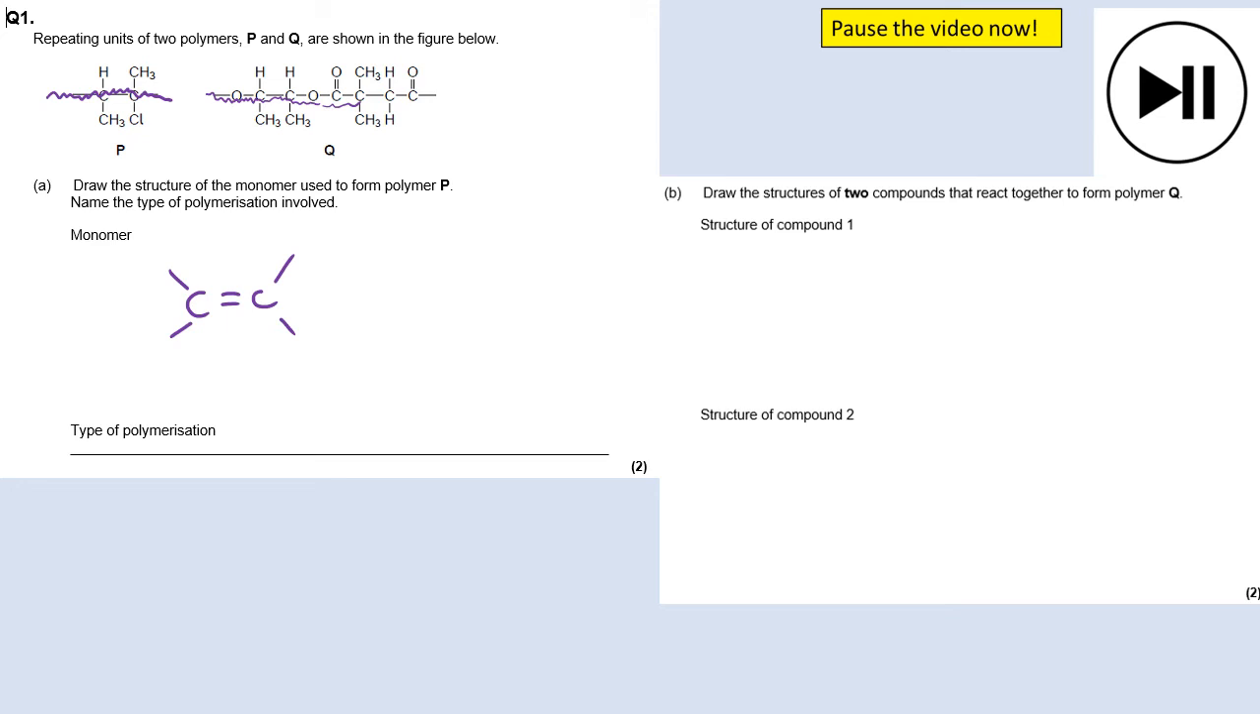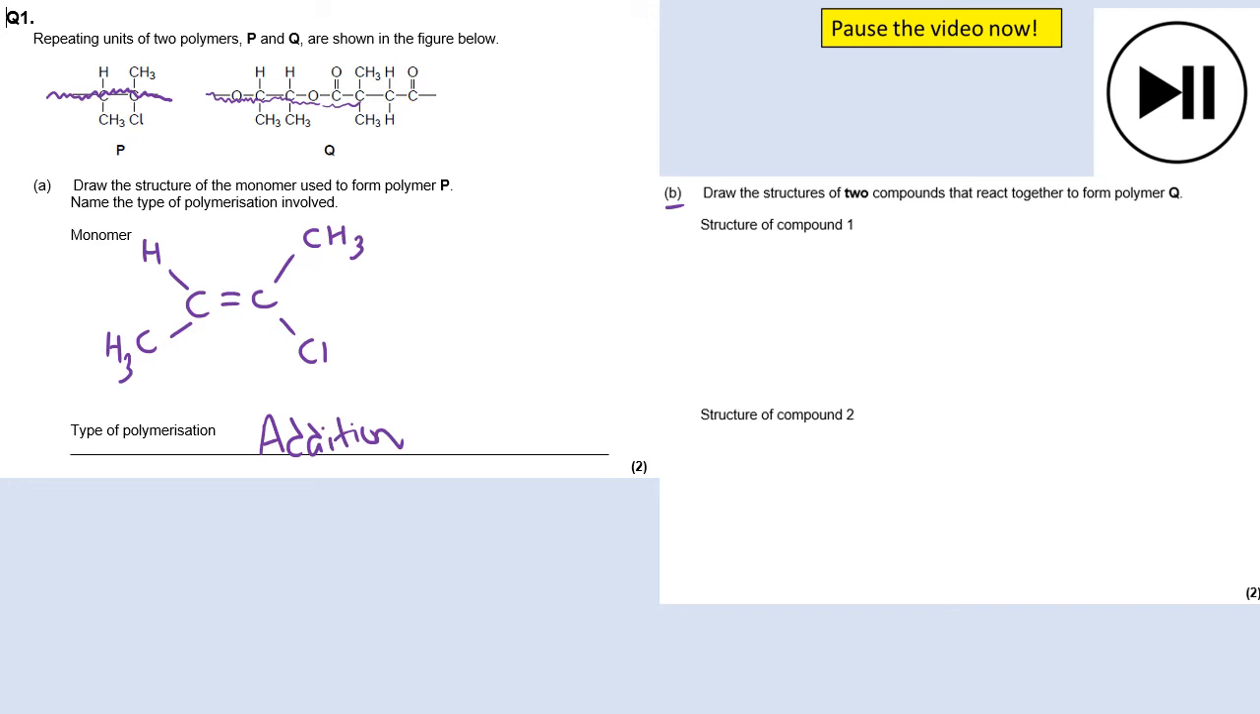Okay, so now I've got to make sure I put the correct groups on here. There's a CH3, a Cl, a H, and a CH3. And the type of polymerization is addition. Fairly straightforward, 2 marks. Part B, draw the structures of the 2 compounds that react together to form Q.